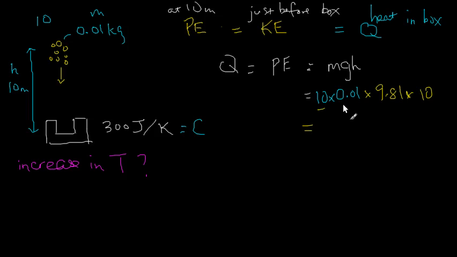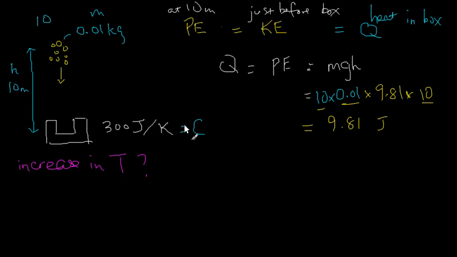So I can find an answer. 10 times this times 10 becomes 1. So the answer is just 9.81, and this would be in joules. Okay, in joules. So this is the amount of heat that would go into this metal box.